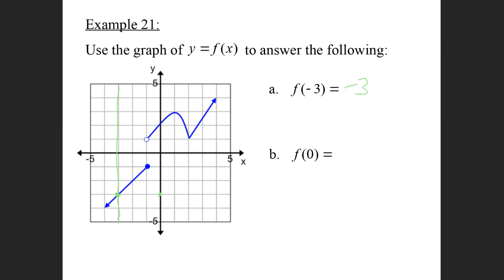What is f of 0? 2. Excellent. Yes, 2. This red line intersects the function at this point, which is 2.